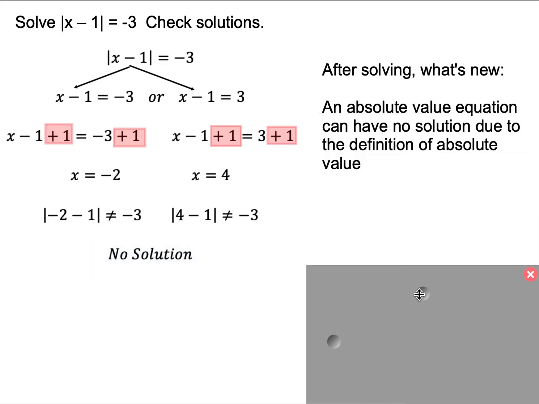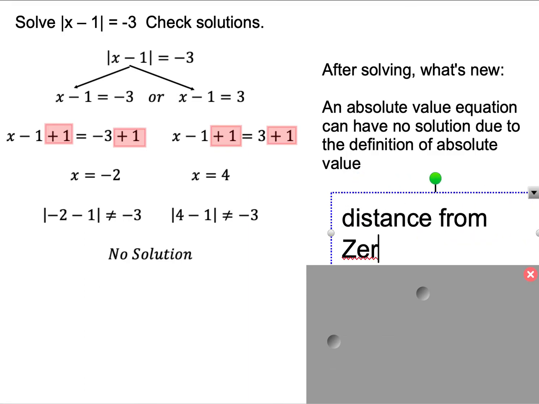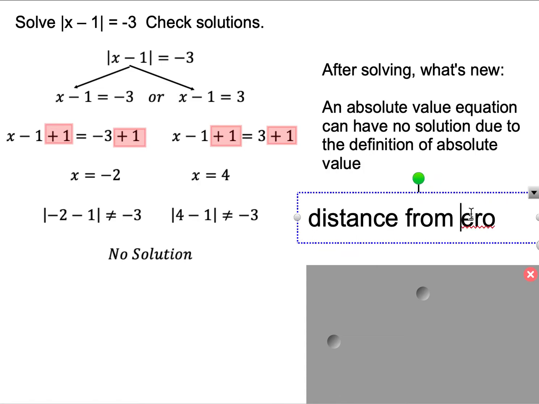But there is something new here. An absolute value equation can have no solution due to the definition of absolute value. All right, what do I mean by the definition of absolute value? Well, absolute value we learned in the past is distance from 0. And since we're talking about the distance from 0, distance is always a positive value. And in this case, we have it equal a negative 3. So if ever you have an absolute value equaling a negative, that is not possible. There will be no solution in that case.